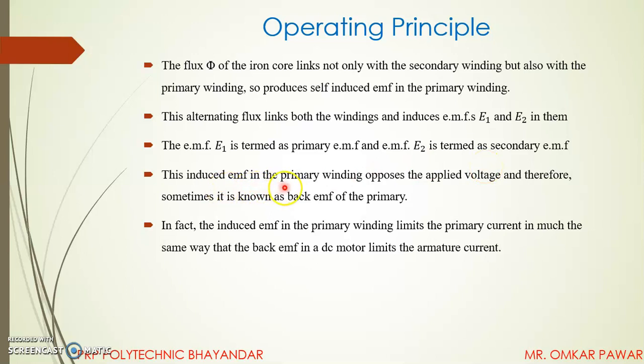This induced EMF in the primary winding opposes the applied voltage and therefore sometimes it is known as the back EMF of the primary. In fact, the induced EMF in the primary winding limits the primary current in much the same way that the back EMF in a DC motor limits the armature current.